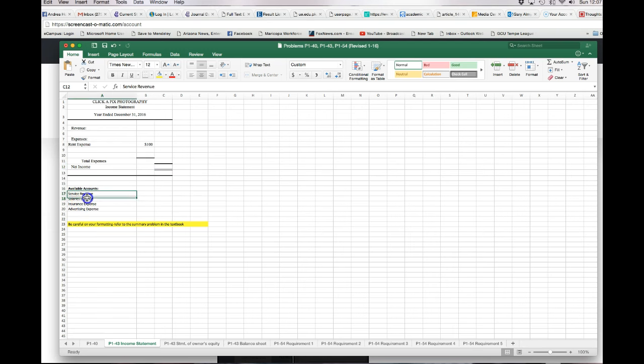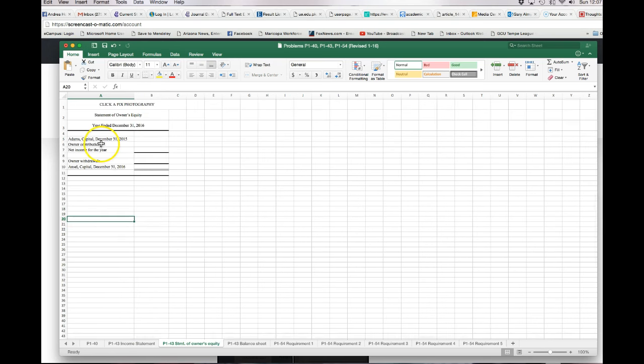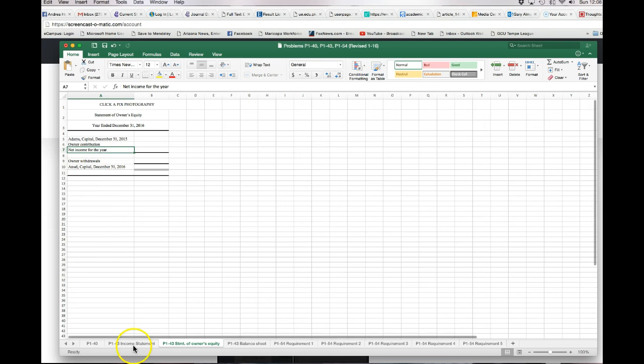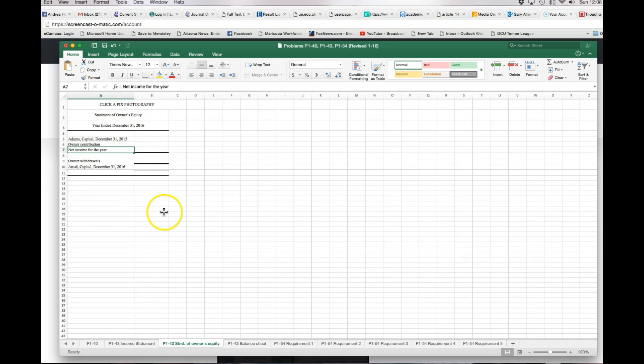So if you notice down here, I have all the different available accounts that you'll be using up here in the actual template itself. So you do that for the income statement. You then fill in the accounts. The account names are already filled in here for you. And you want to notice that Adams Capital, December 31st, 2015. And then you put in any owner's contributions, and then any net income, and the net income will be what you calculated here in the income statement. You just pull that over to the statement of owner's equity.